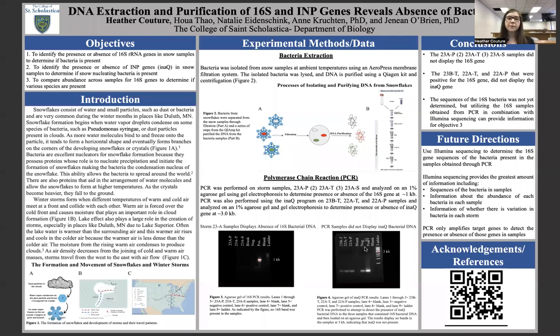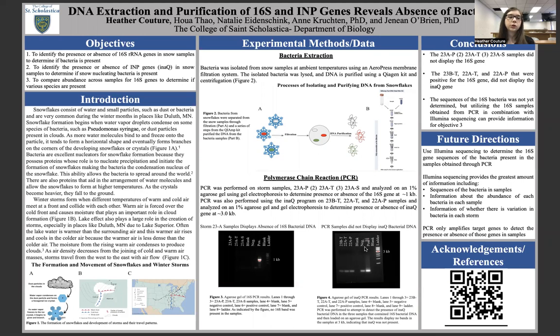So this semester, I've been fortunate enough to work on a research project in my molecular biology course taught by Dr. Janine O'Brien. And in this, we were looking for bacteria in snow samples collected from her backyard. The main objectives of the project were to identify the presence or absence of 16S bacterial genes in our snow samples from the 23A storm.